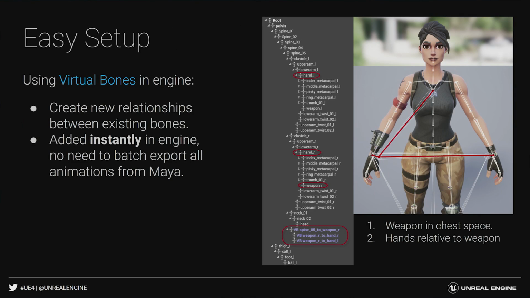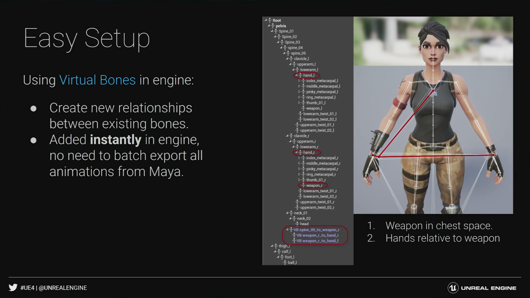So because this is something that we use so much in Fortnite, we really wanted to make it a very easy process to set up. So we've added virtual bones in the engine. These create new relationships between existing bones. And you don't need to go in Maya anymore to add a new bone and re-export all over your animations into UE4. You can just instantly create a new bone and set up a new relationship between existing bones.